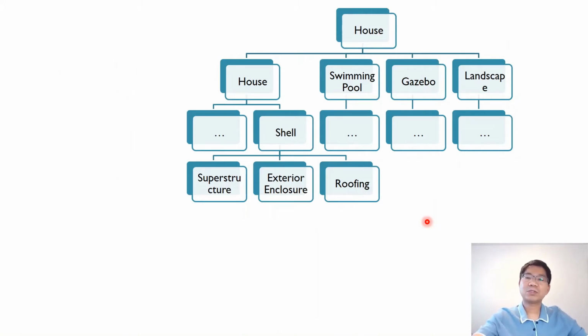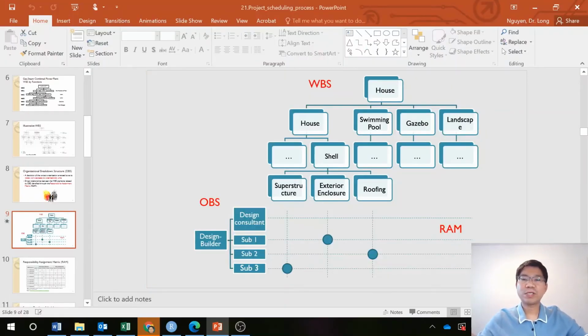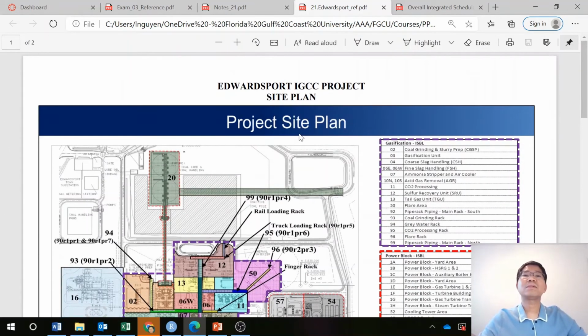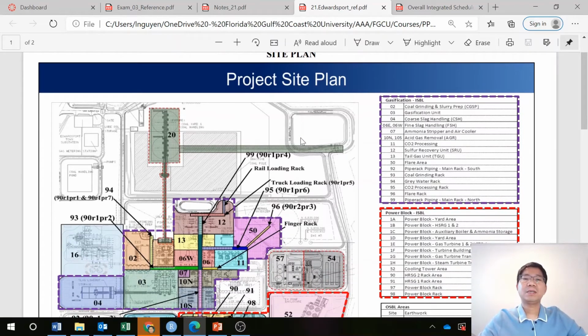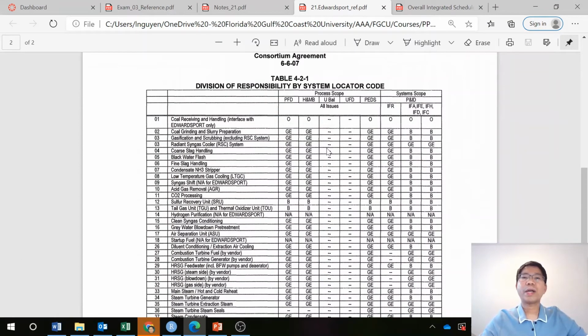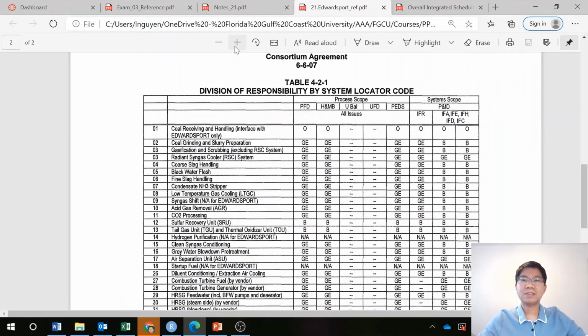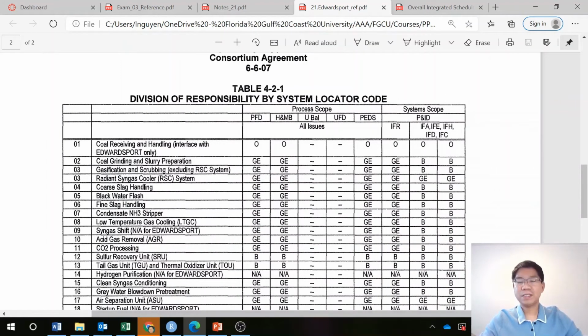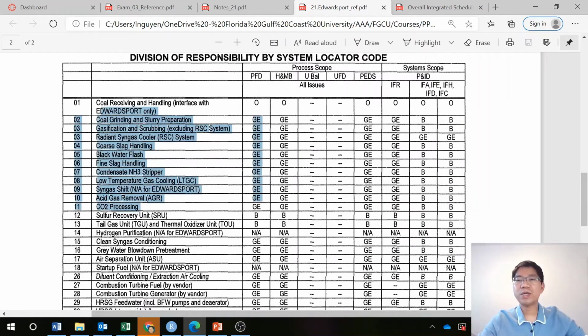Let's go back to another example before we touch on the problem one. Continue with the Edward Sport power plant project. You can see in the previous example, I showed how they used to break down the project. The second concept is the organizational breakdown structure and responsibility assignment matrix. In this case, you can see that this one, the division of responsibility, is the same as what we're talking about, the responsibility assignment matrix. So for each of the work, that's shown in the second column there.